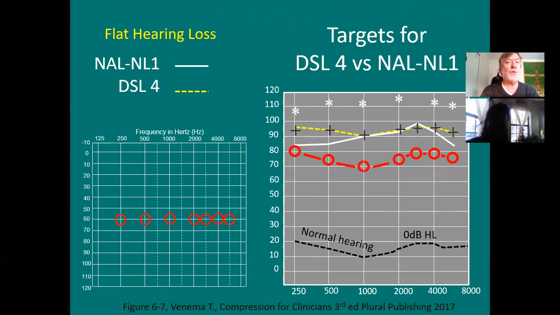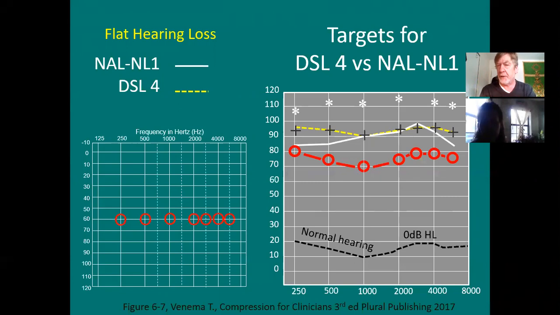DSL4. You won't see DSL4 anymore, but I'll tell you a story about it. It was the first DSL fitting method meant for compression. What made compression fitting methods different from linear-based ones is that they offered more than one target, because compression gives different gain for different inputs, whereas linear gives the same gain for all inputs. So they tried to make the gain for linear fitting methods appropriate for inputs of average conversational speech.